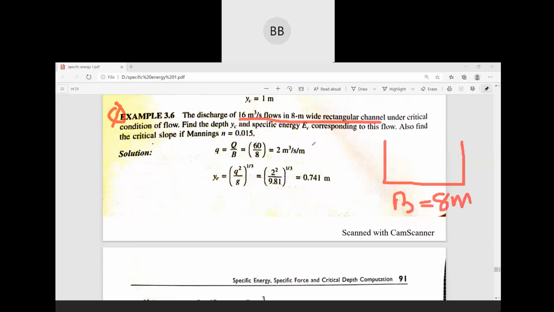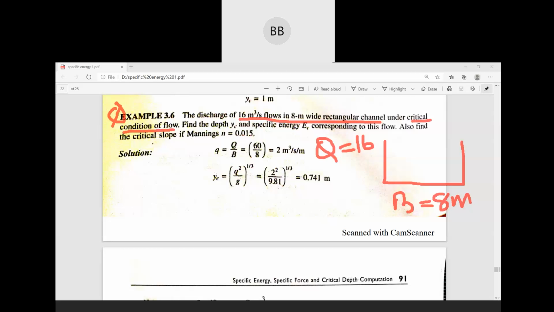Okay. So this is our next numerical. Discharge. The discharge of 16 meter cube per second flows in an 8-meter wide rectangular channel. So in a rectangular channel, the width of the channel is given as 8 meter. Then discharge is also given as 16 meter cube per second. Rectangular channel under critical condition of flow.